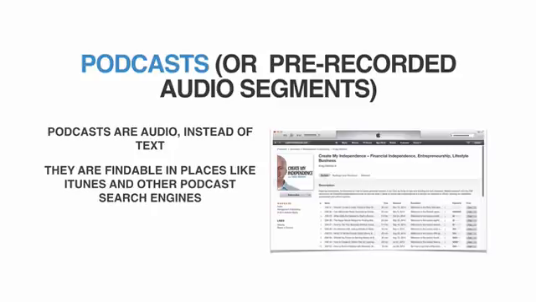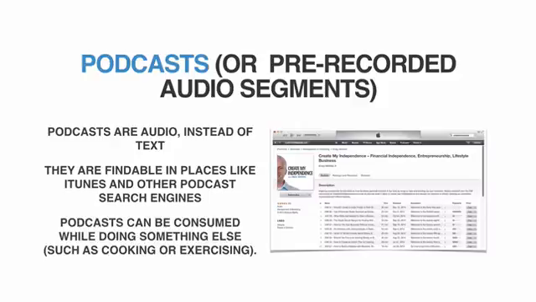The second one is podcasts or pre-recorded audio segments. Podcasts are different from blog posts in that they're audio. They're spoken audio instead of text. Here's an iTunes screenshot on the right of my podcast, Create My Independence. You'll find that on iTunes. Podcasts are findable, just like I said, in places like iTunes or other podcast search engines like Stitcher. So that's where you're going to find them, in things like iTunes.